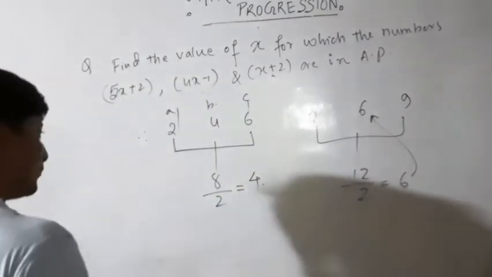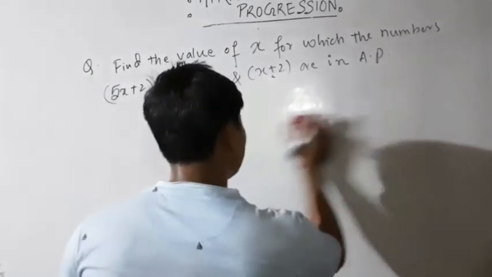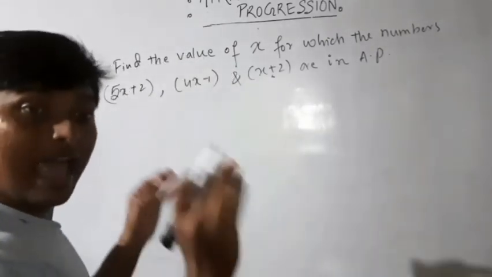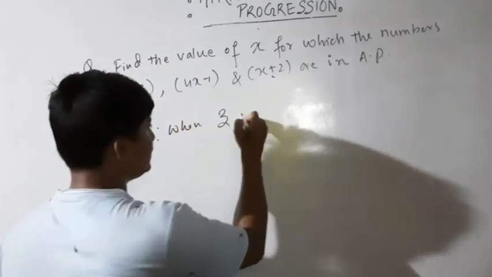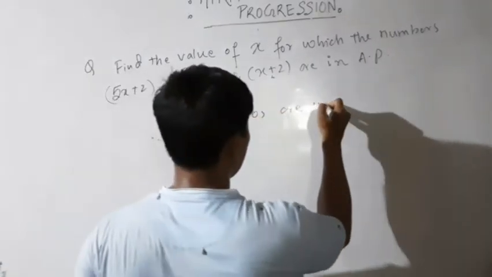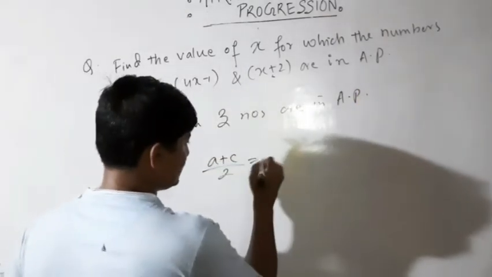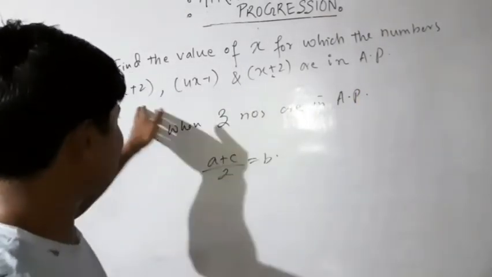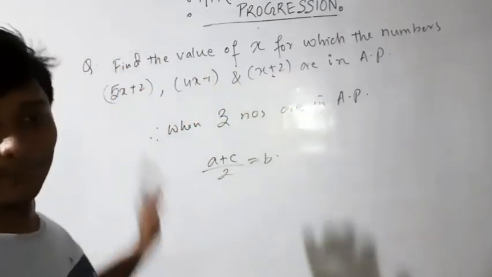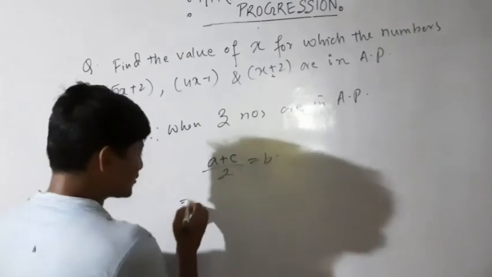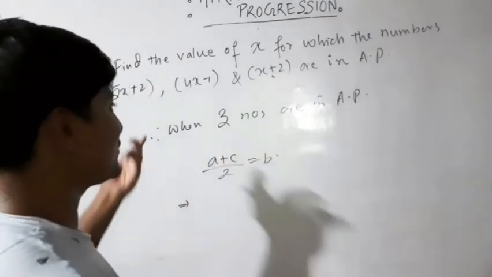So that means whenever 3 consecutive numbers are in AP, what I can do, A plus C by 2 will give you B. That means the first term and the last term, if I add and divide it by 2, it will be equal to the middle term. Understood? So here I will use this formula directly, and you see how fast you can get the answer here.